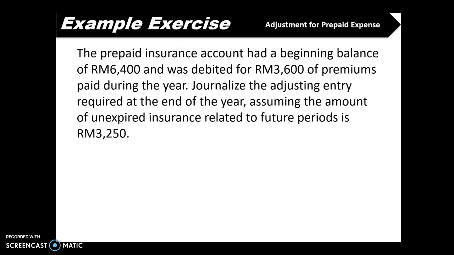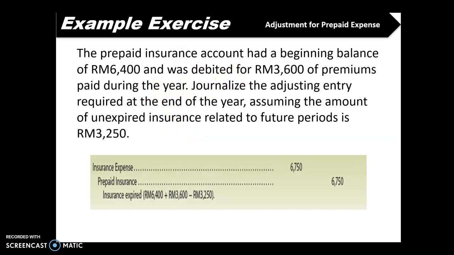So we have to record the amount expired, okay, as debit insurance expense 6,750, and prepaid insurance 6,050. How to get that? Okay, insurance expired.